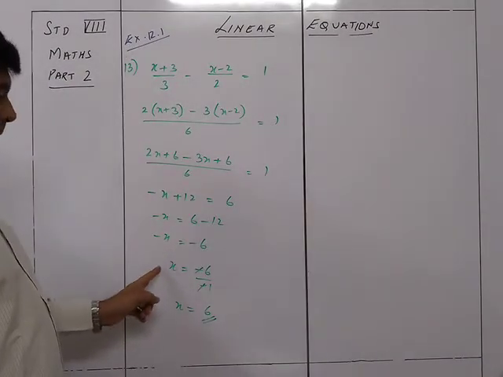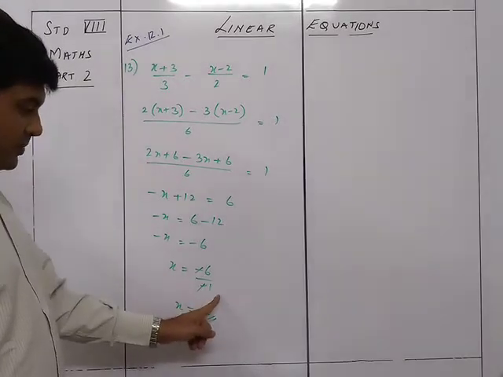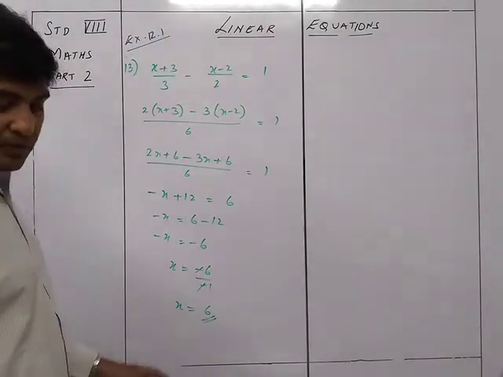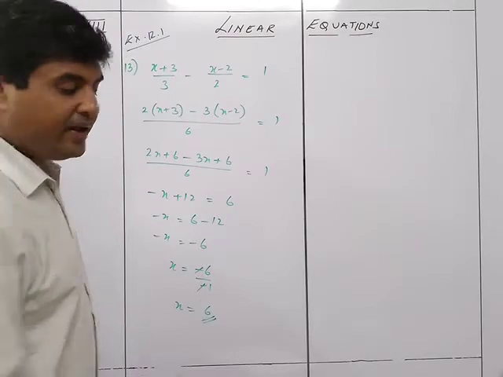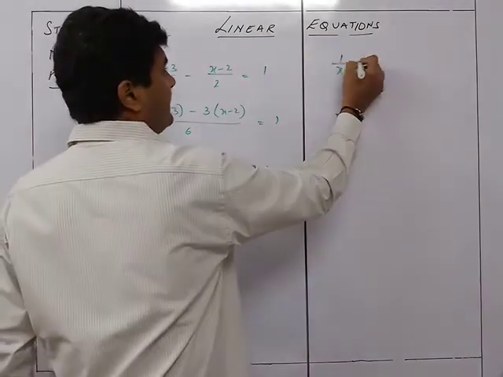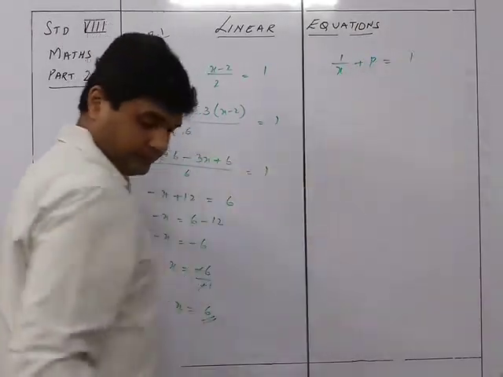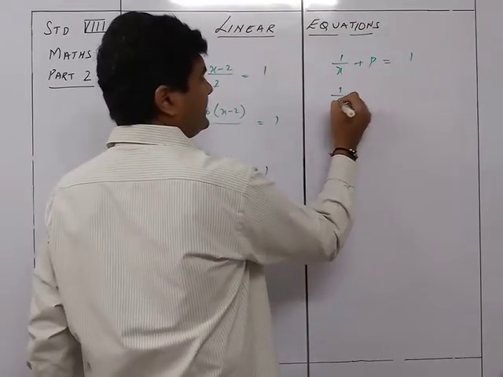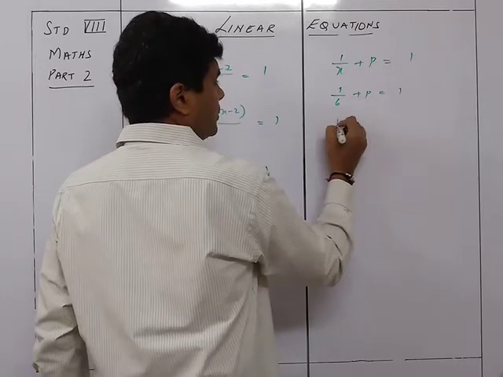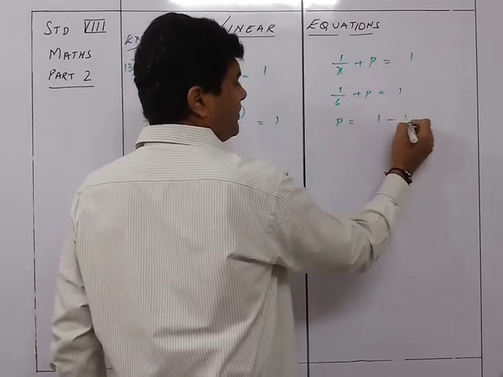Because minus x is nothing but minus 1x. So that's why it goes here minus 1. So x is equal to 6. Now the question is, find p if 1 upon x plus p is equals to 1. So we know the value of x is 6. So we have over here 1 upon 6 plus p is equals to 1. So p is equals to 1 minus 1 upon 6.